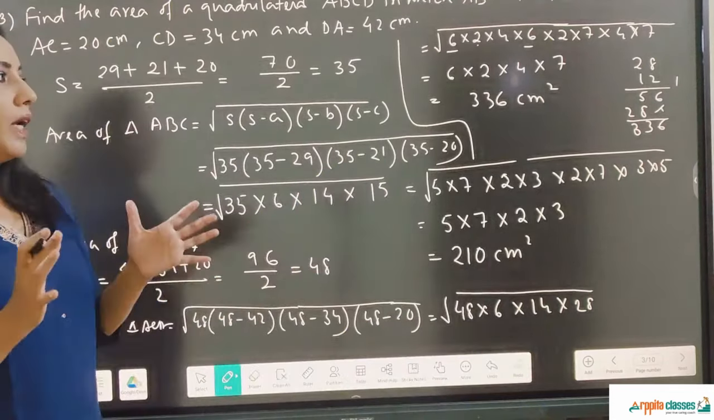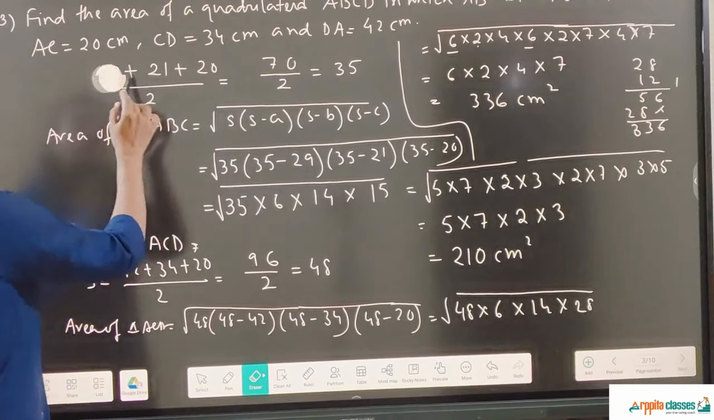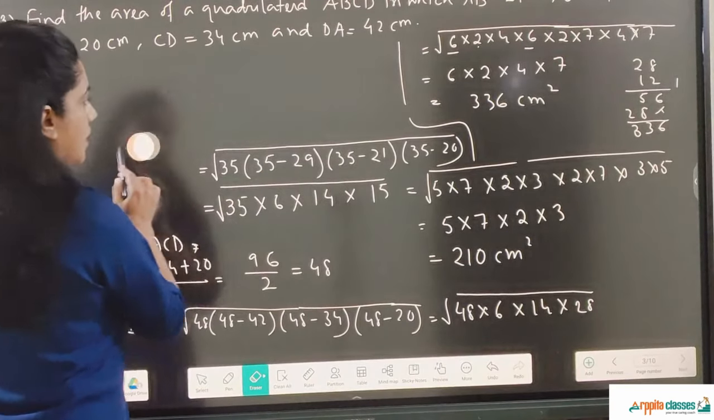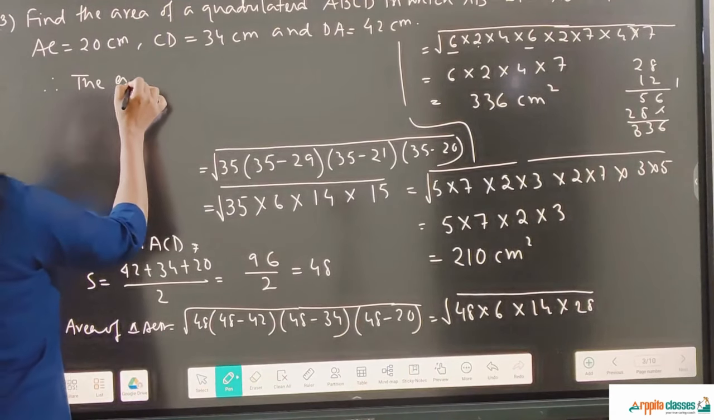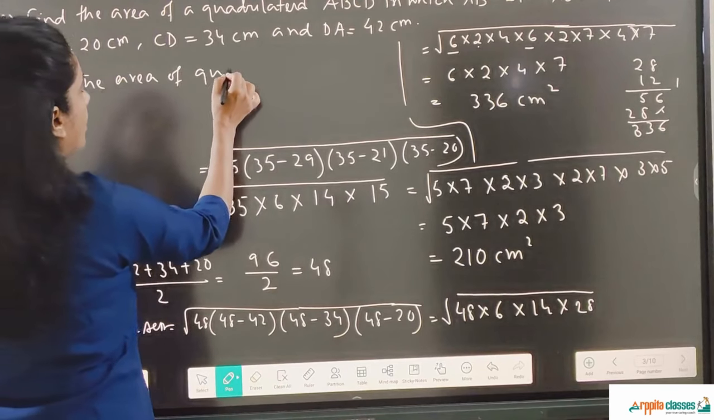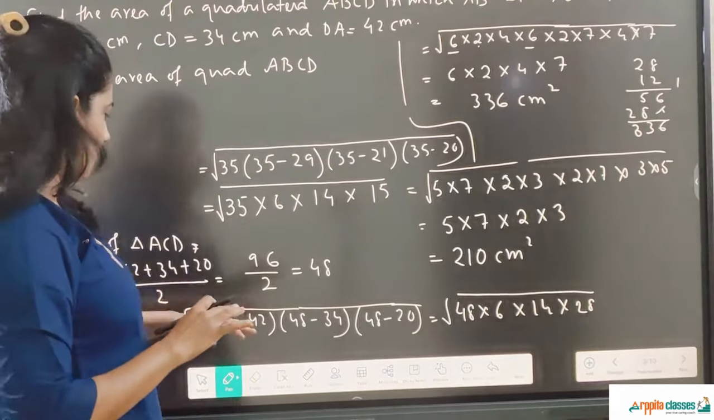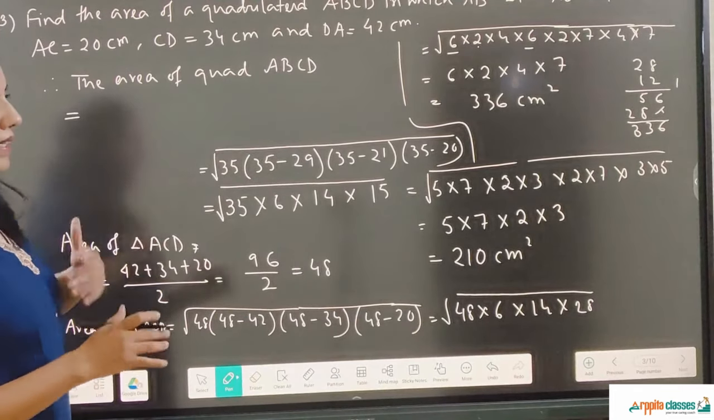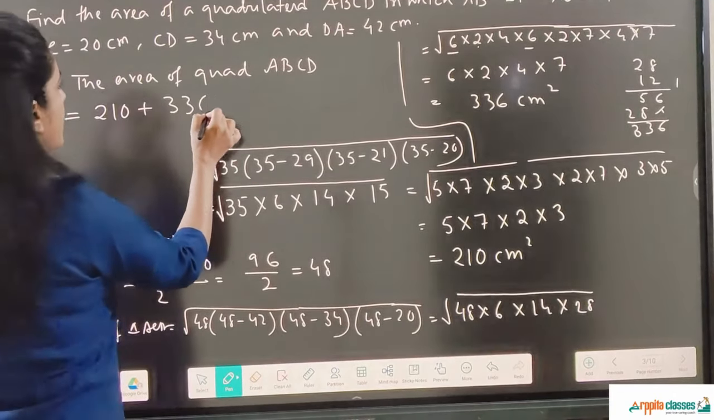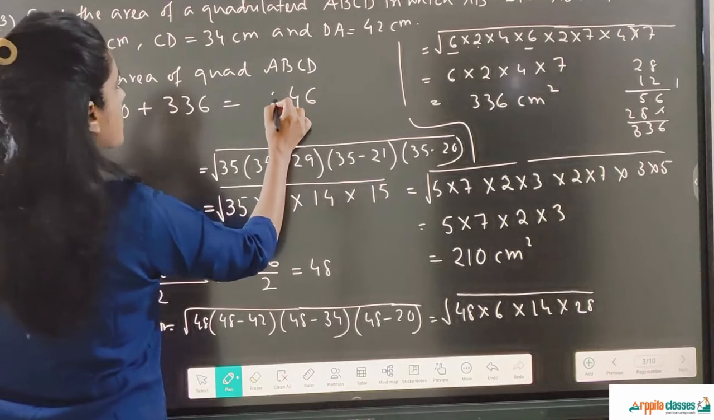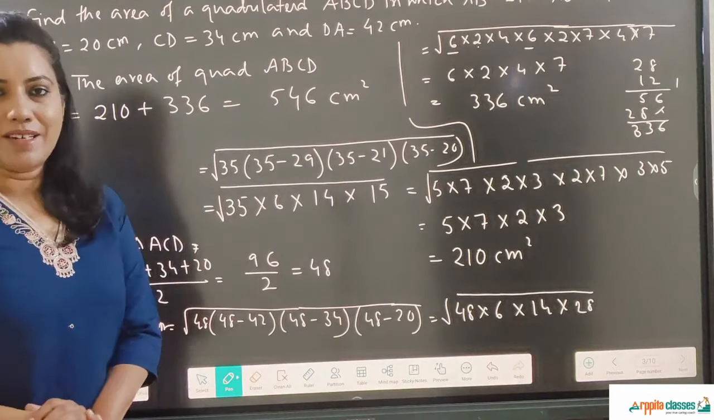So now we got the areas of both the triangles. Now we just have to add them together to get the area of the whole quadrilateral. So therefore, the area of quadrilateral ABCD is equal to area of ACD plus area of the other triangle. I'm directly writing the values now: 210 plus 336. So that will give me 546 centimeter square. So this is the final area of the quadrilateral ABCD.